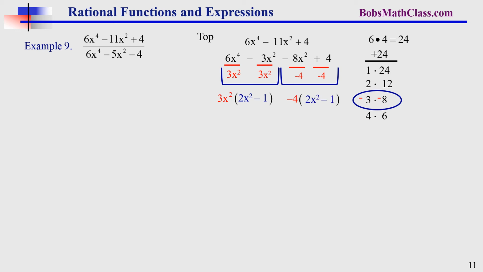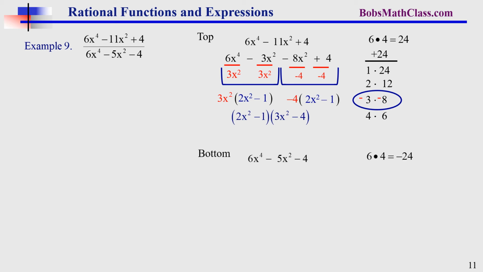Okay. Remember to pause and work it out at your own pace. Right, so the top will be 2x squared minus 1 times 3x squared minus 4. So that's the top. Now we've got to work on the bottom.